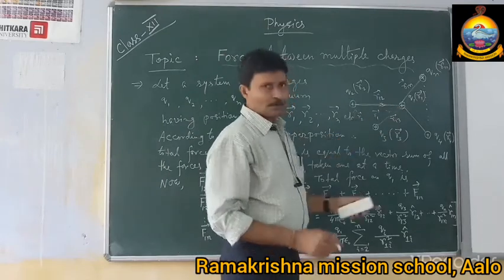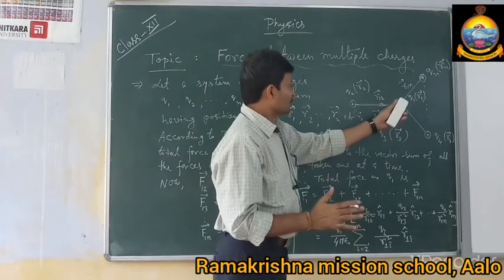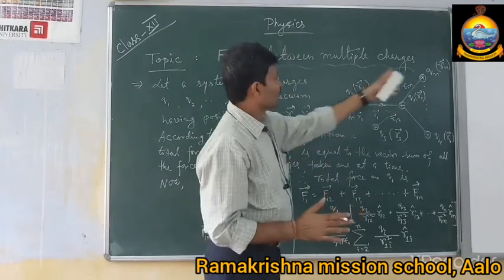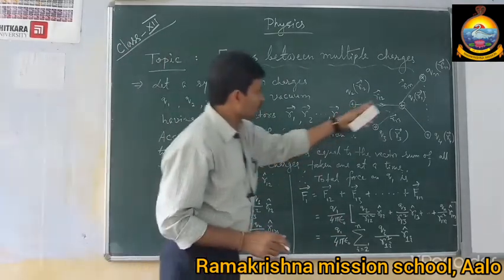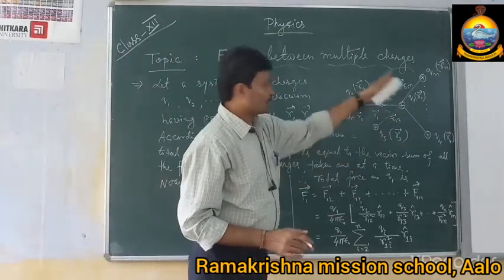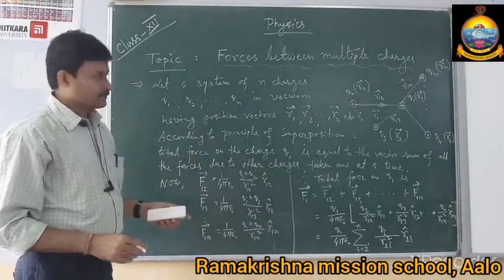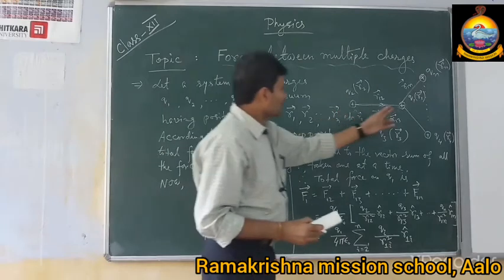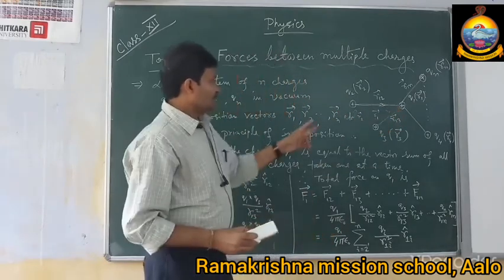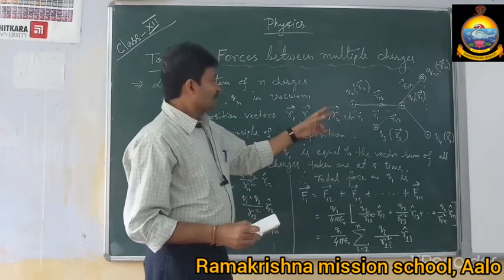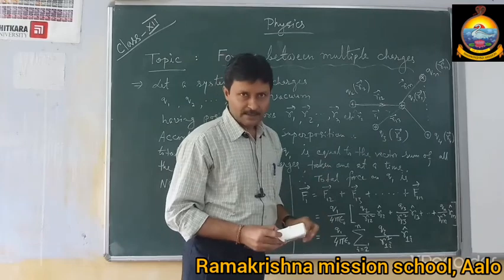That means we are trying to get the total amount of force on q1 due to all the other charges, the multiple charges. According to the principle of superposition, the total amount of force on q1 can be obtained by vector sum of the forces of all other charges taken one at a time.